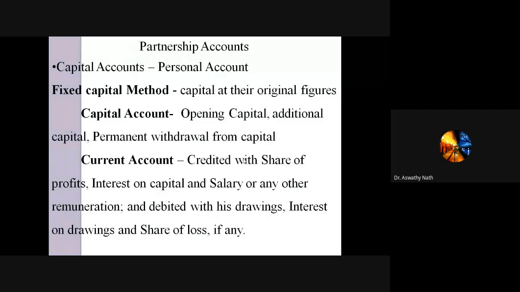The current account is credited at the end of every year with the share of profit, interest on capital, salary, and any other remuneration. So these are the things which are credited in the current account of the partners, and it is debited with the partners' drawings, interest on drawings, and share of loss if there is any. So this is the case of preparing the capital account according to the fixed capital method. They are preparing a capital account and a current account. So these are the different things debited and credited.